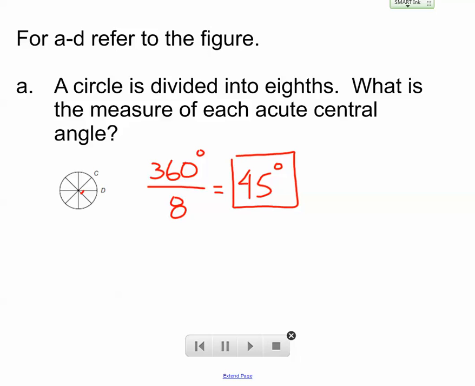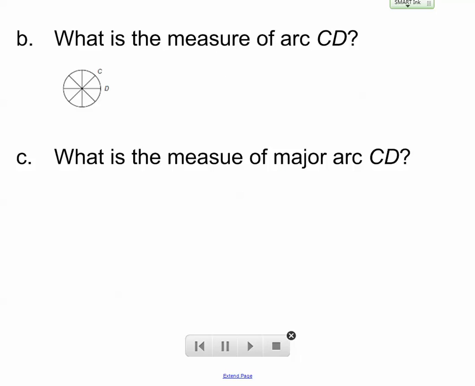Now that takes us right into B, which says, what is the measure of arc CD? Well, arc CD is just right there. It's that outside partial circumference of CD. It's the measure of that. And we talk about it in terms of degrees, just like we do central angles. So since the central angle is 45 degrees, then arc CD measures 45 degrees. So we talk about arcs and central angles the same way.